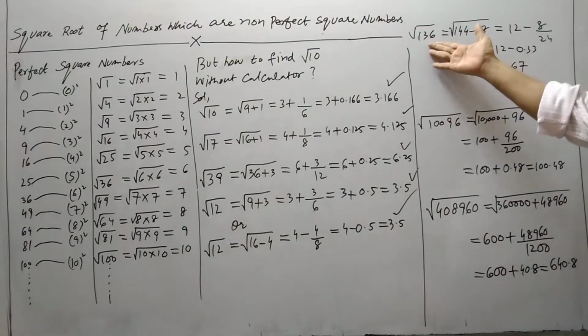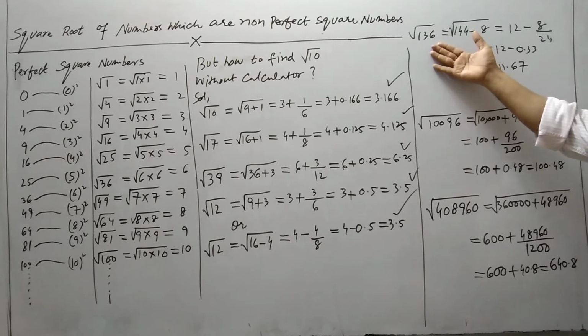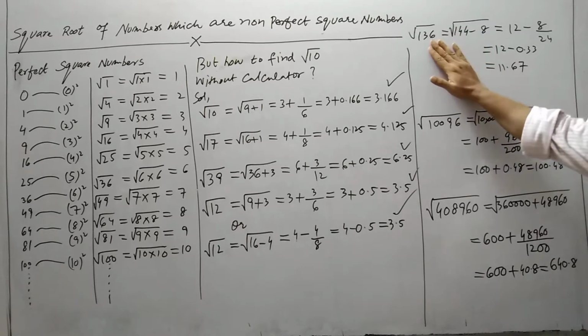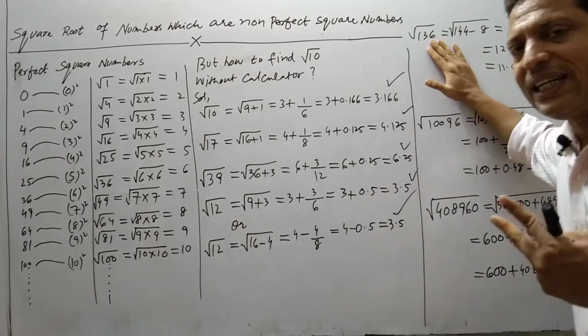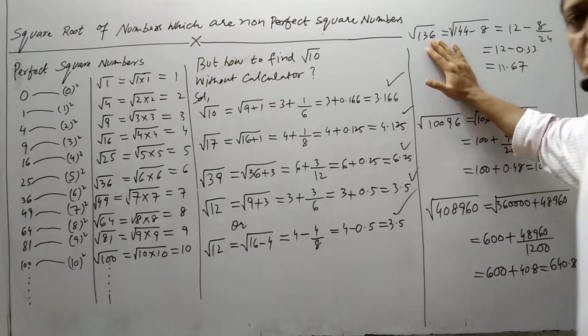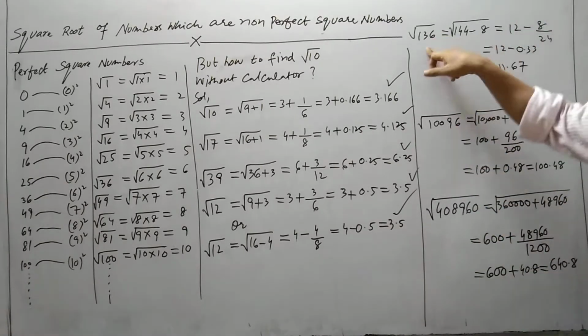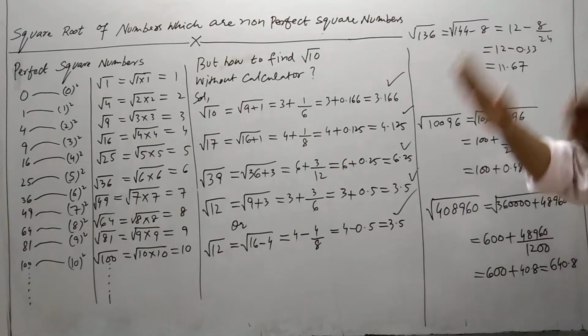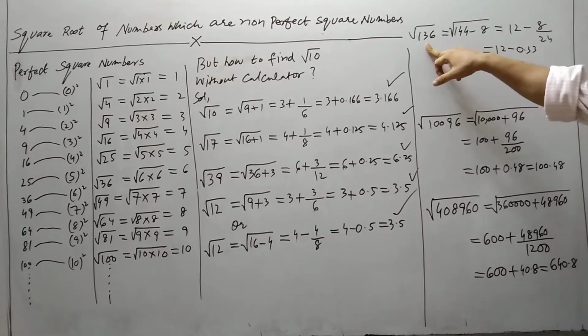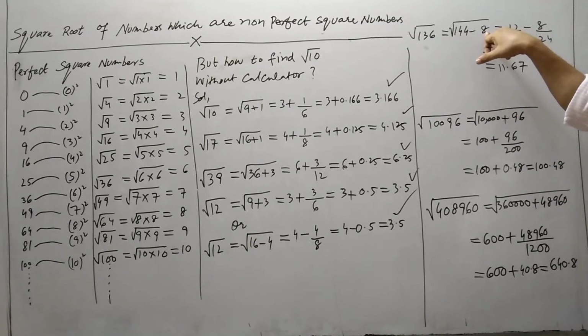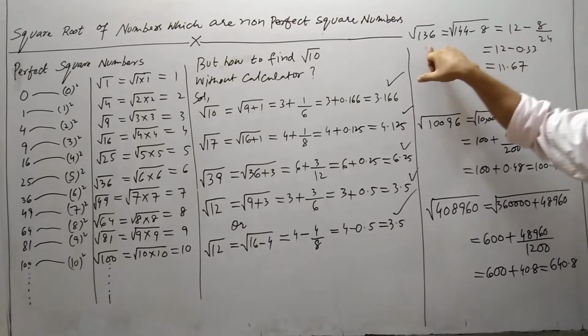See this, 136. You have to find the square root of 136. How to find the square root of 136? Write 136 in two numbers. One is a perfect square number which is closest to 136. Obviously, which is closest to 136. 136 can be written as 144 minus 8, because 144 minus 8 is 136.